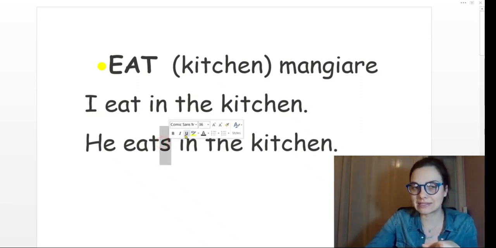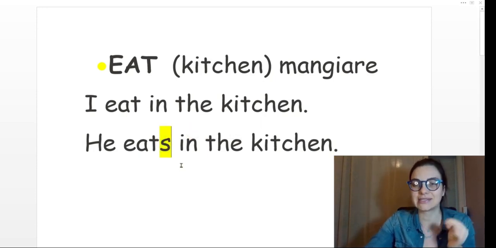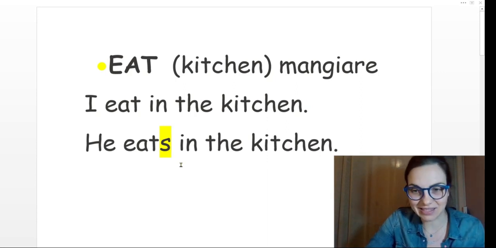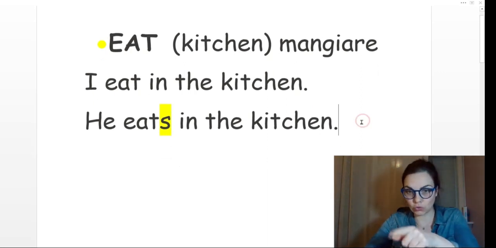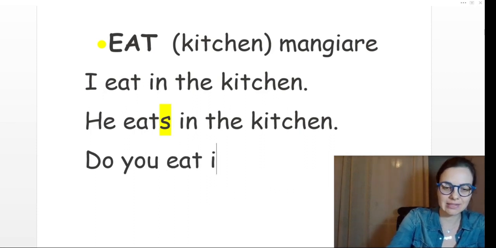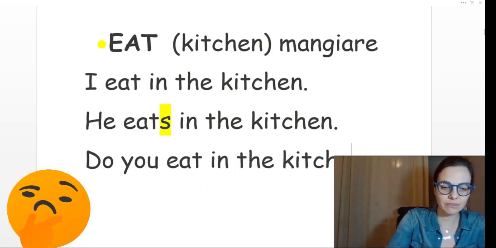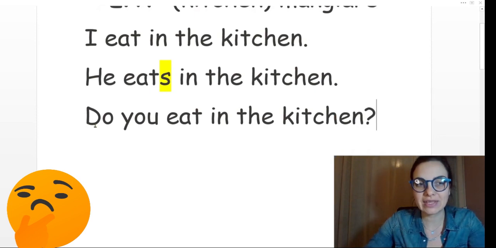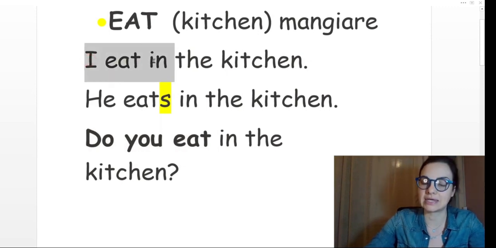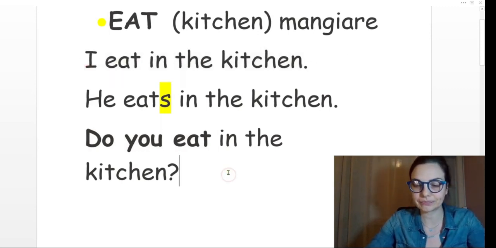He eats with S. He eats in the kitchen. Lui mangia. He eats in the kitchen. Do you eat in the kitchen? Yes, I eat in the kitchen.